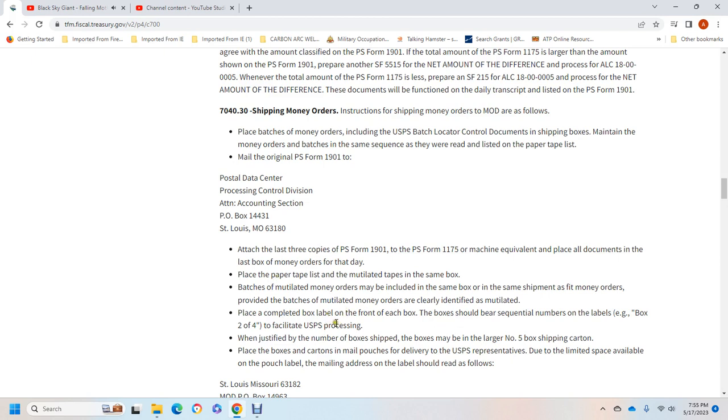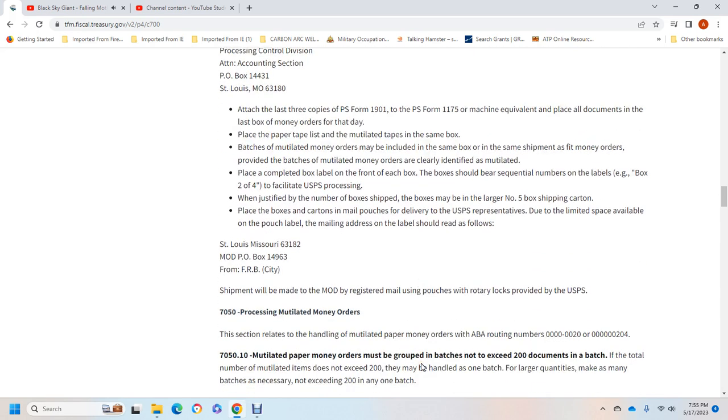Facilitate United States Postal processing. Verify the number of the box. Shipping boxes may be larger, with the number 5 box shipped in a carton. Place boxes, cartons, and mail pouches to deliver to the USPS representative, due to limited space available on the pouch label. The mail address label should read as follows. Shipping may be made with the mailing of money orders by registered mail, using pouches with rotary locks provided by the USPS.